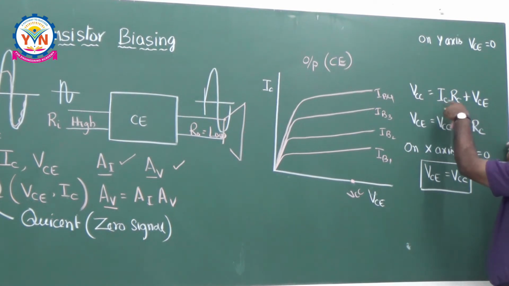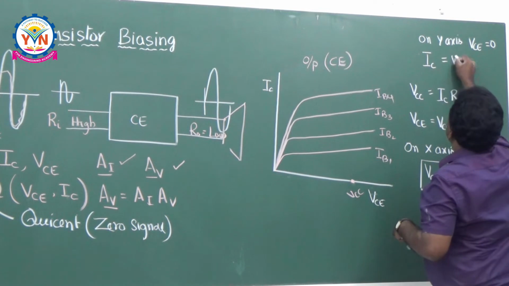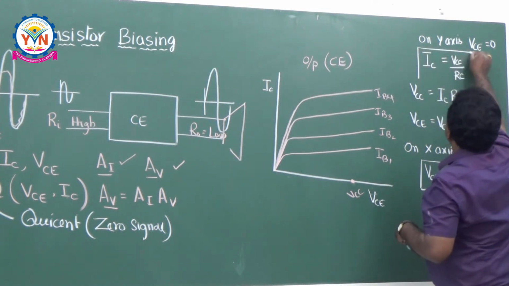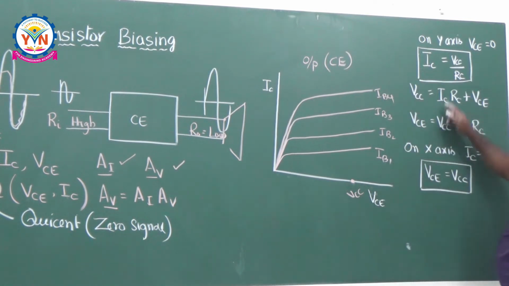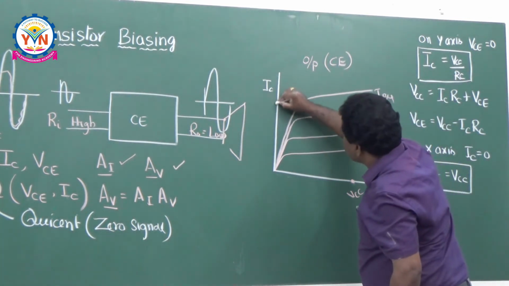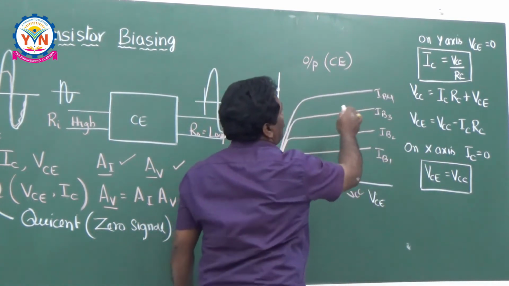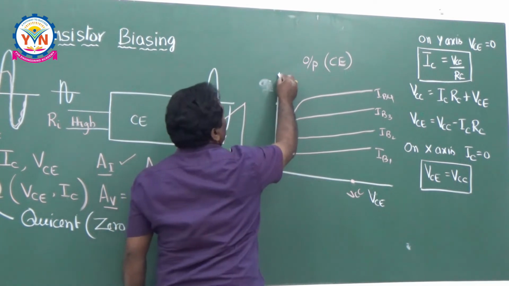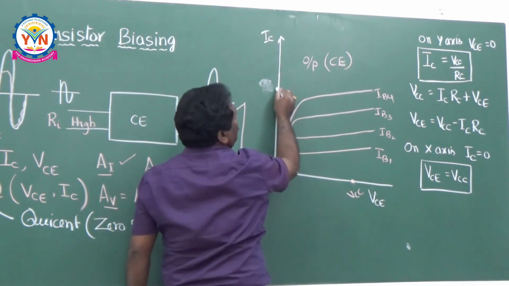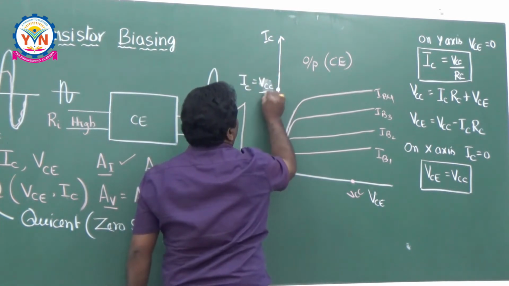Therefore, what is IC then? IC is equal to VCC divided by RC. This is the point on the y-axis. So your current IC is equal to VCC by RC. Let me say this is the point. So this is the IC axis, and this point is nothing but IC equal to VCC divided by RC.